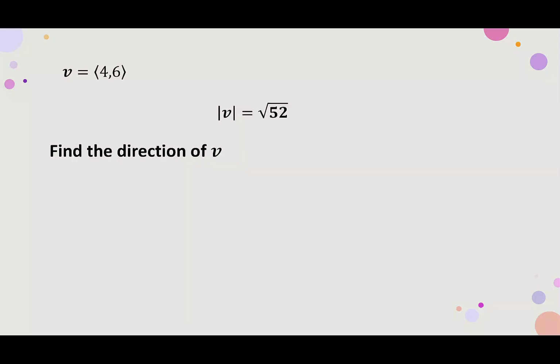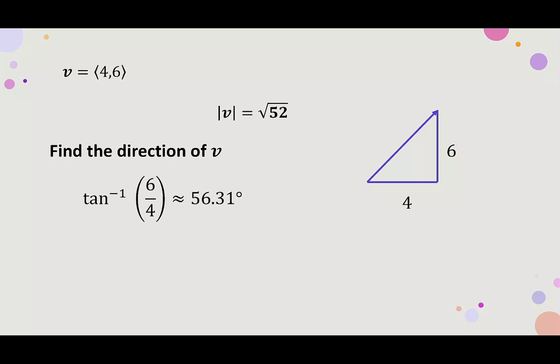To find the direction, I'm once again going to draw a triangle. This time, I go to the right 4 and up 6. To find the tan inverse, I take the opposite 6 over the adjacent 4, and I put it in my calculator. This gives us an angle of approximately 56.31 degrees.